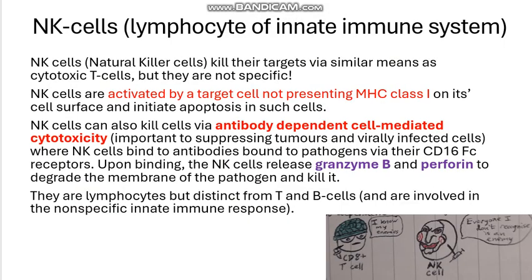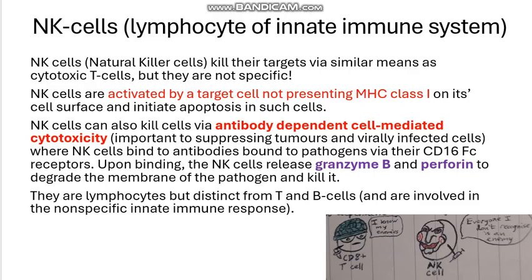which are also descendants of the lymphoid stem cell lineage, but they do not have a role in the adaptive immune system. They have a role in the innate immune system because their response is non-specific. We're going to talk about why that is now. So natural killer cells are activated by a target cell not presenting MHC class I on its cell surface. And if it doesn't find MHC class I on a target cell surface, then it'll initiate it to commit apoptosis.